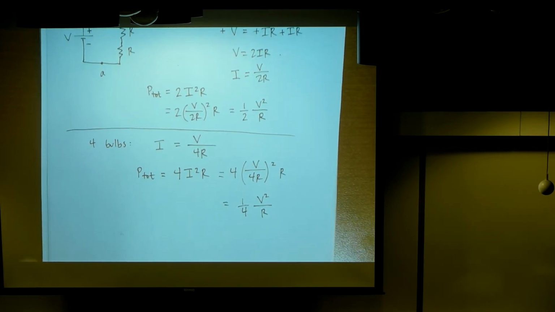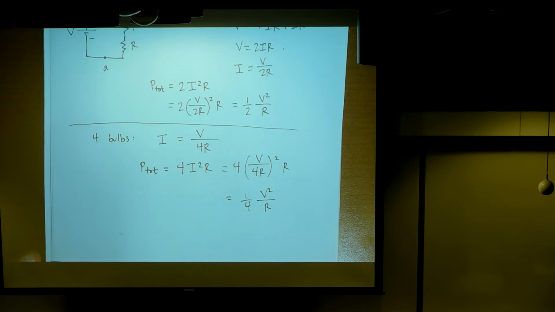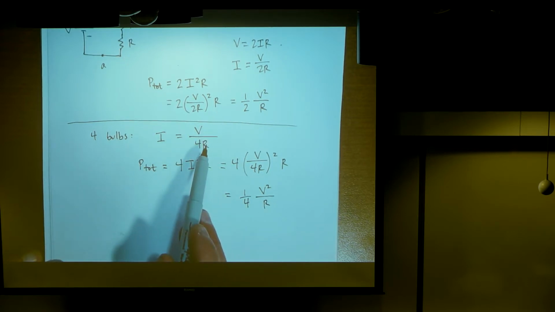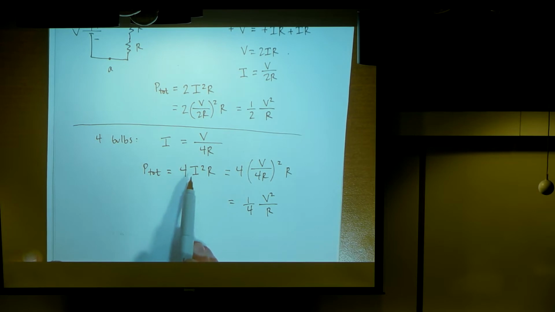Okay, so more bulbs in this sort of configuration actually gives you less power output. Okay? So again, the reason for that is with more bulbs, you get less current. And sure, you have more of these terms to add together for your power, but the current is squared. So that's a bigger effect than simply having more bulbs. Okay? Any questions on that?